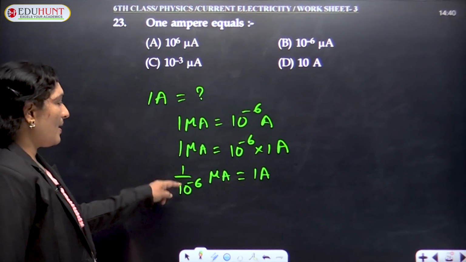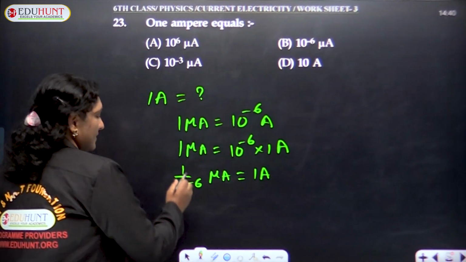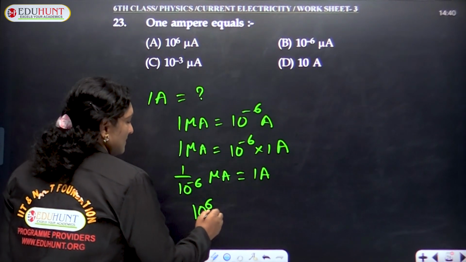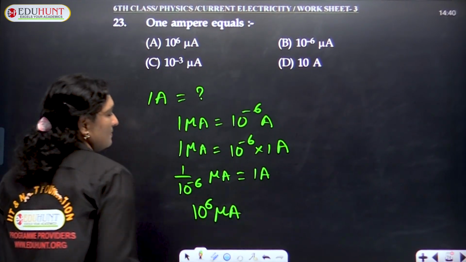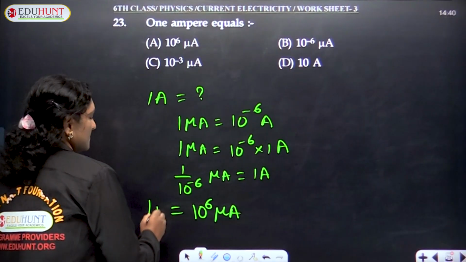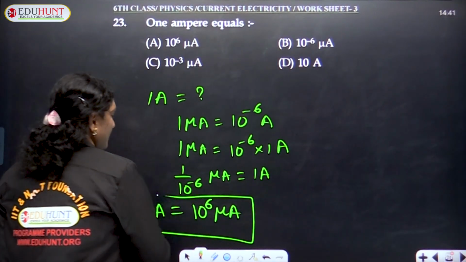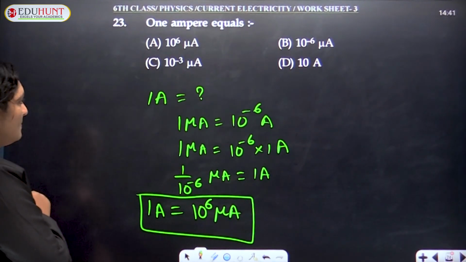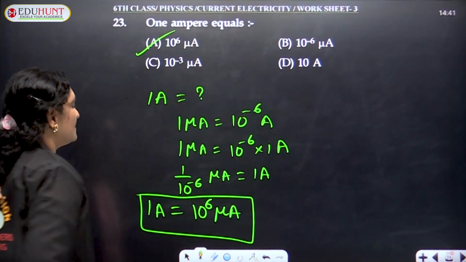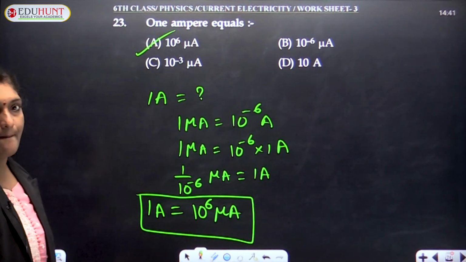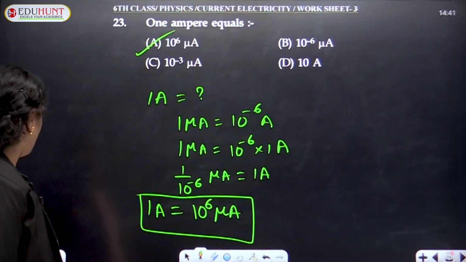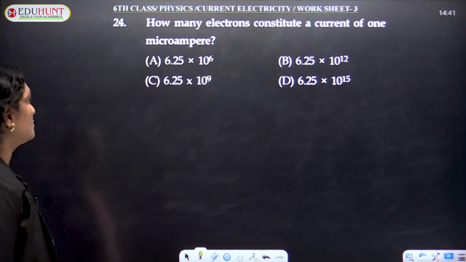So, this 10 power minus 6, if it is brought to the numerator, will become 10 power 6. So, 10 power 6 microamperes is equal to 1 ampere. Hence, the correct option must be the first option, that is 10 power 6 microamperes. Okay. Well, now to the next question.